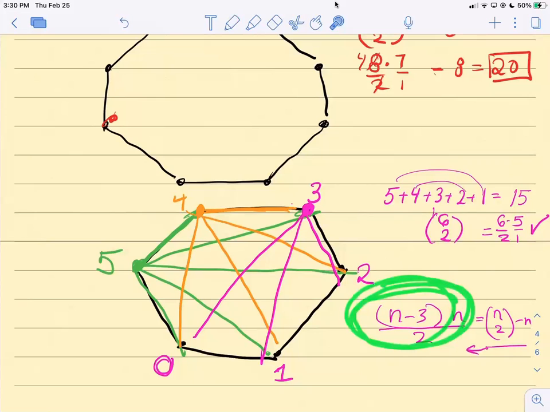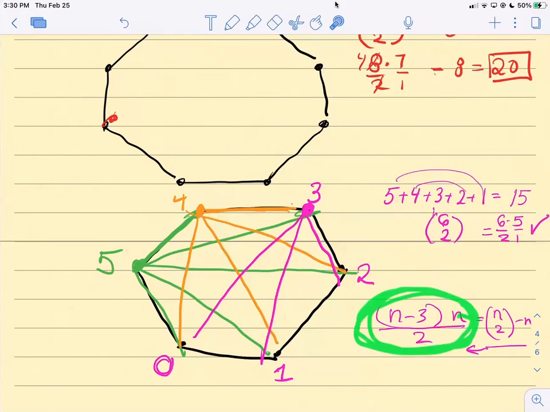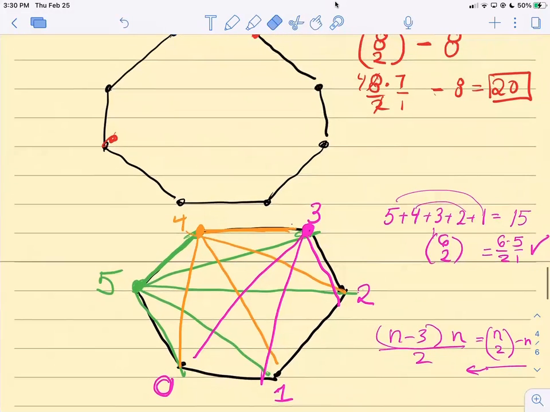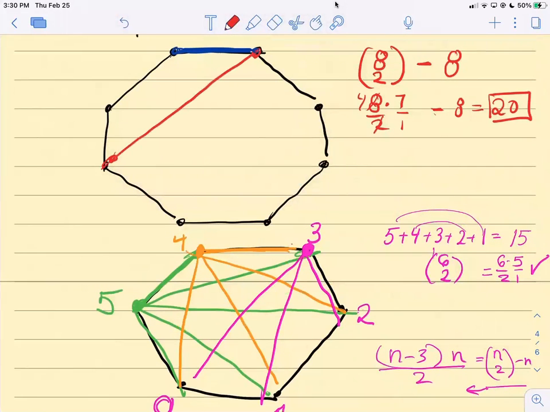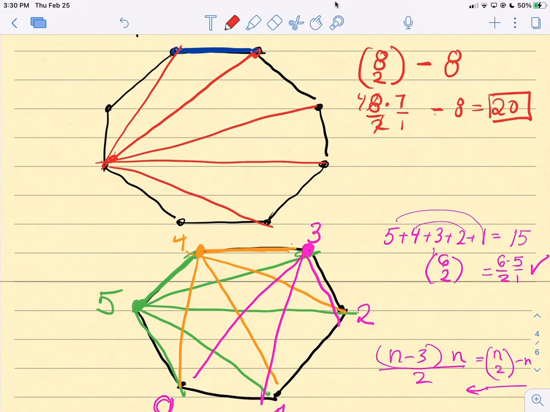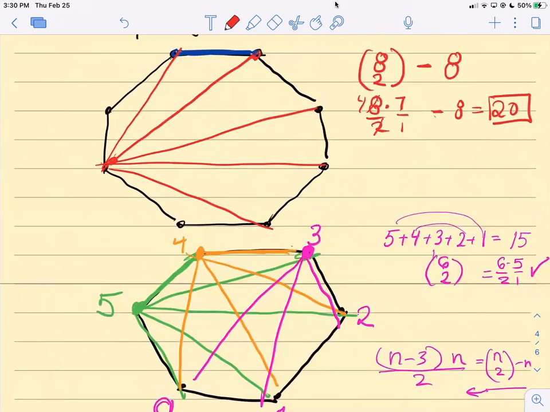As a challenge, try to see if you can interpret what this formula means in terms of counting not any edge, but all of the interior diagonals, so counting all of these guys. For the octagon, it would be 5 times 8 divided by 2, which is also 20. So this also works for the octagon and everything else.